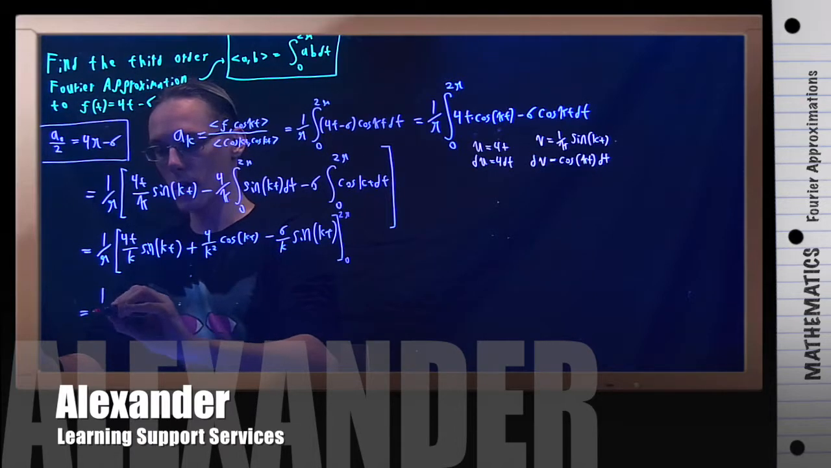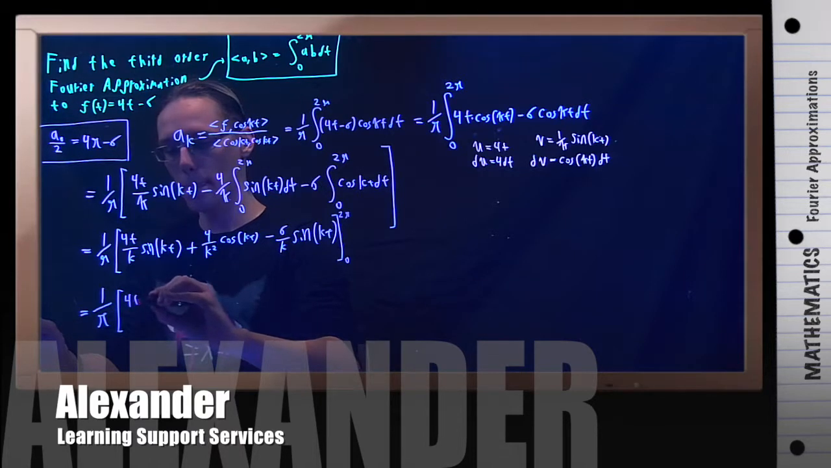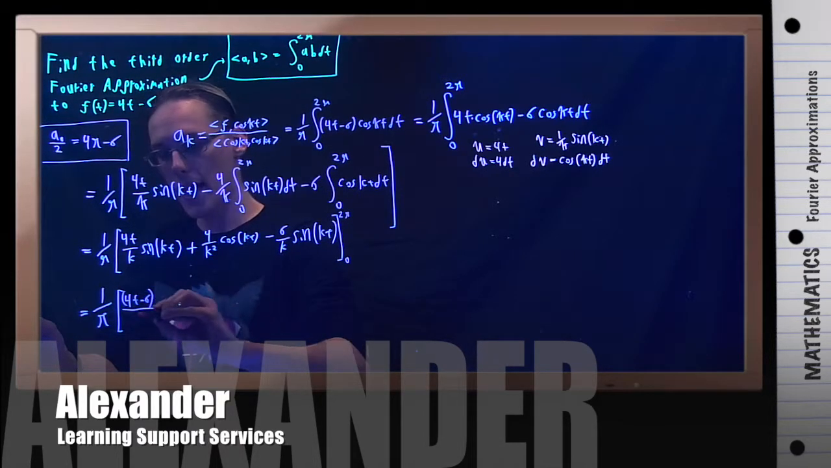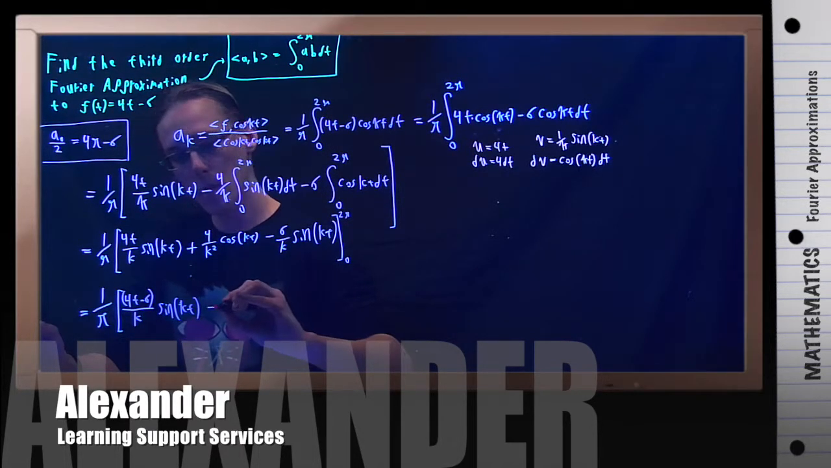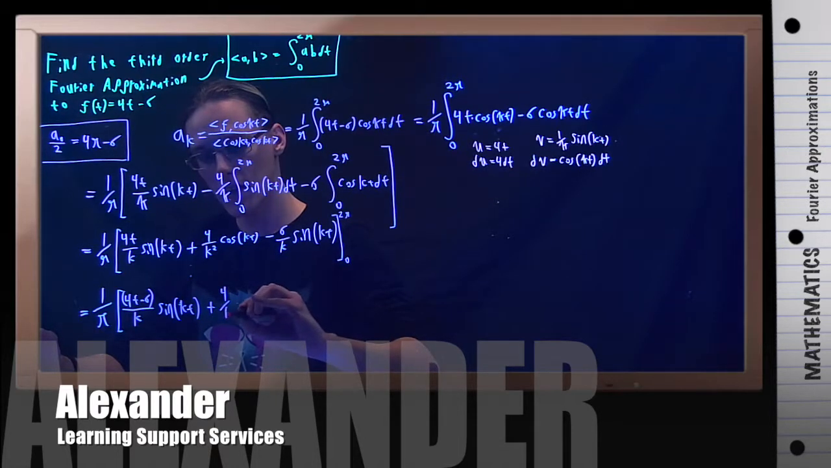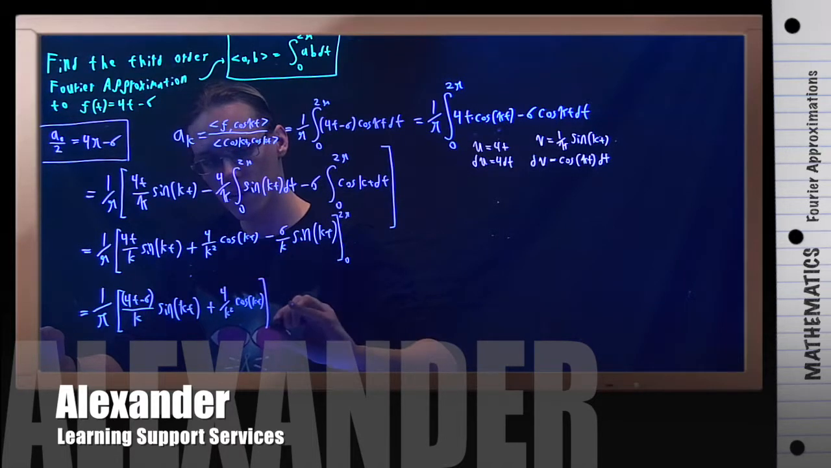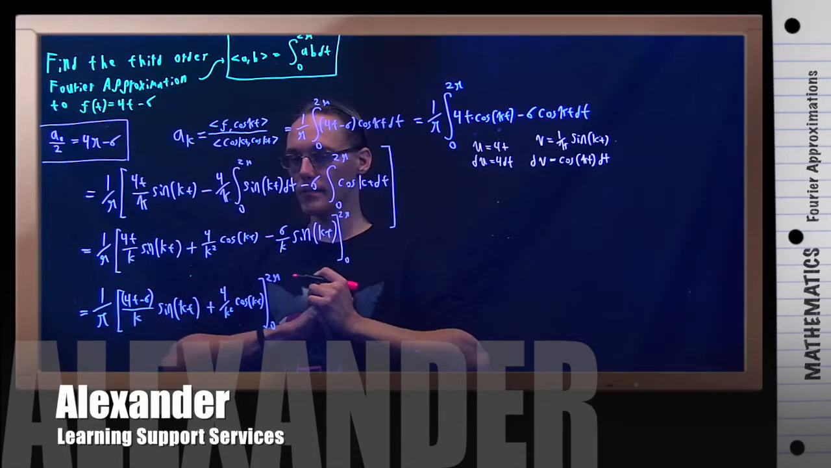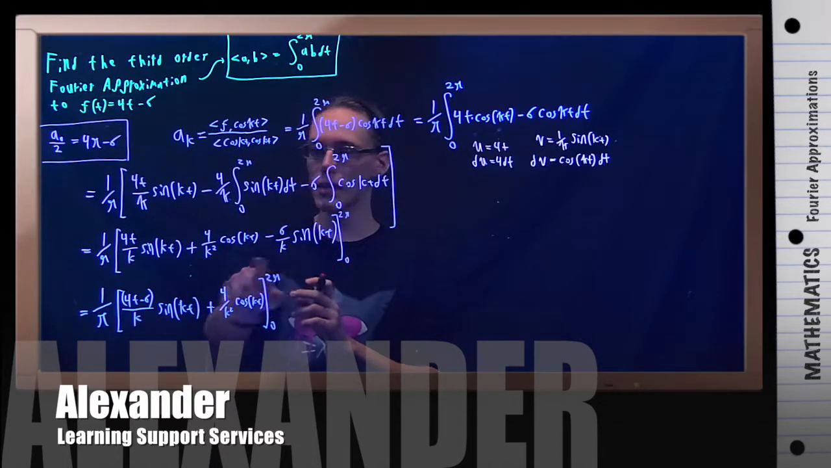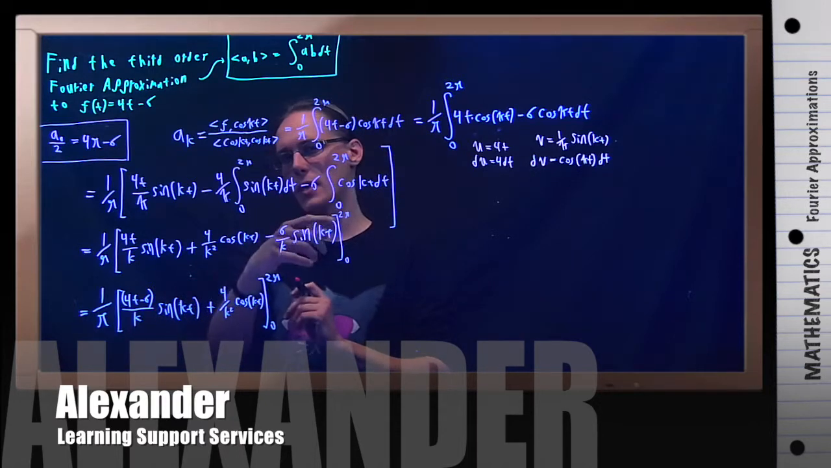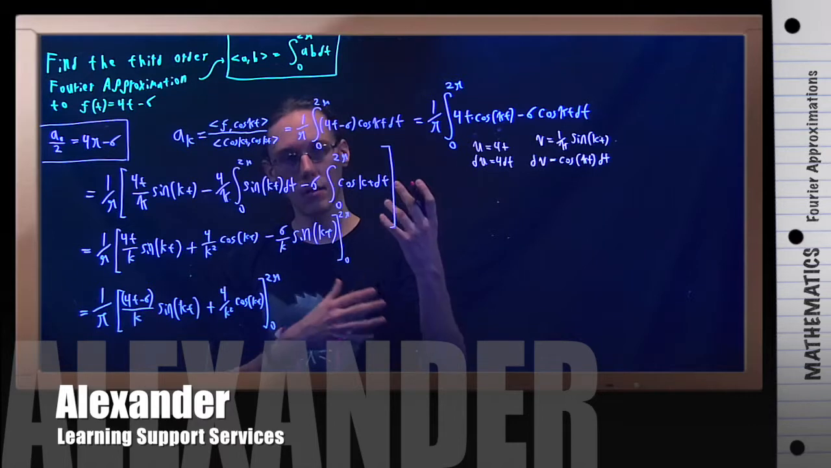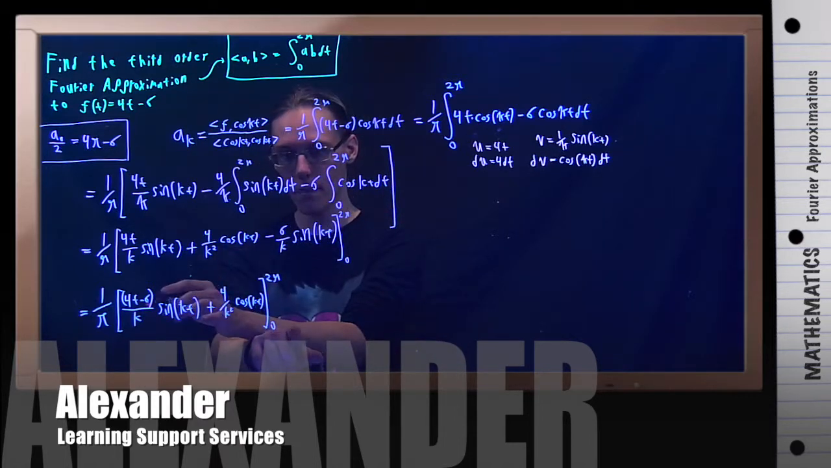So this is 1 over pi, 4t minus 6, all over k, sine of kt, plus 4 over k squared cosine of kt. Again, evaluated from 0 to 2 pi. Okay, so that was quite a bit. Let's go ahead and plug these in, and then we're going to have to think about what happens when the k is odd versus when the k is even. But first, I'm just going to plug in my bounds here as far as I can.